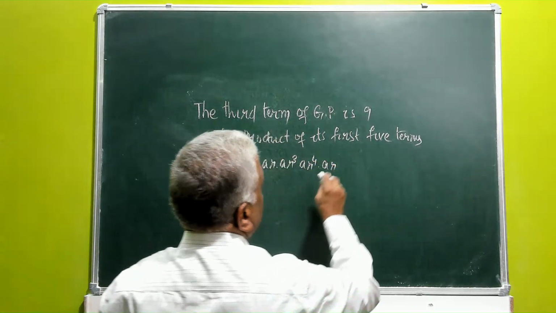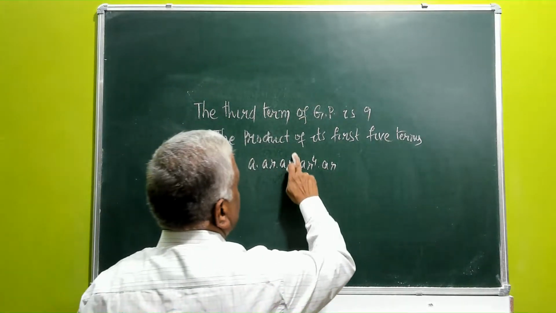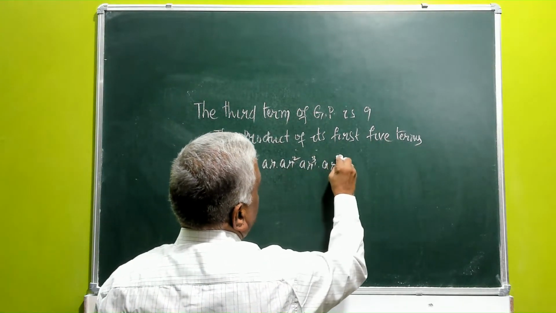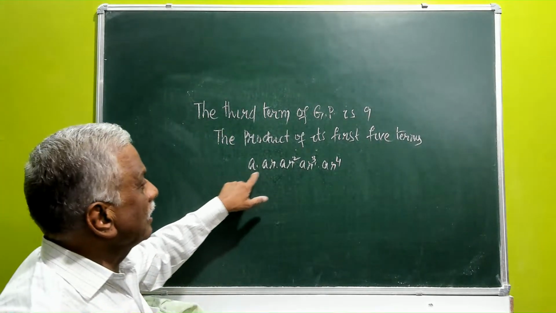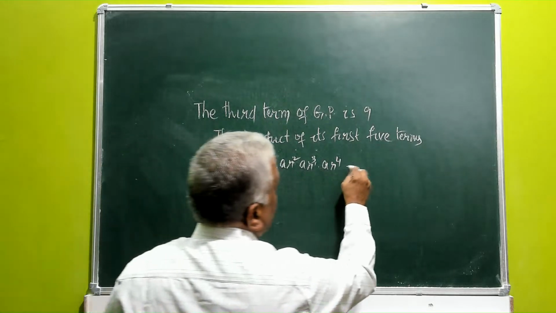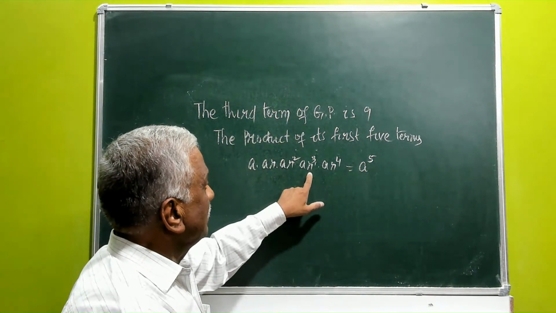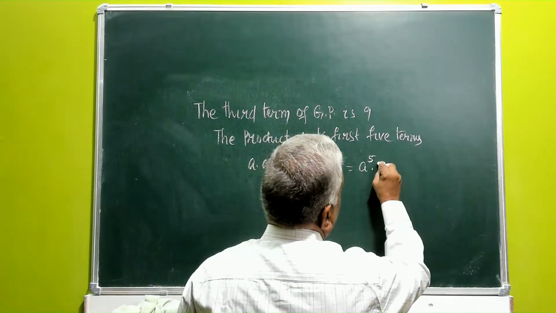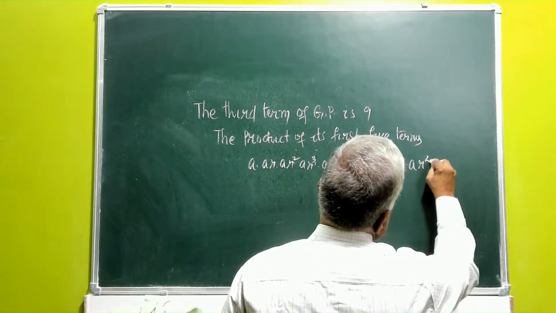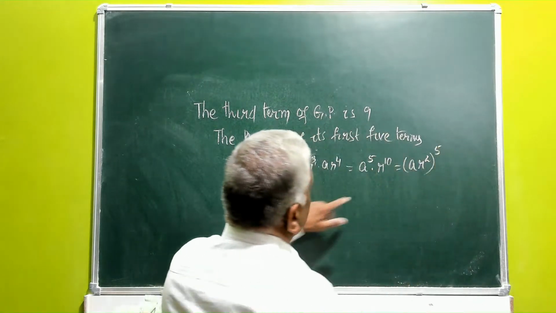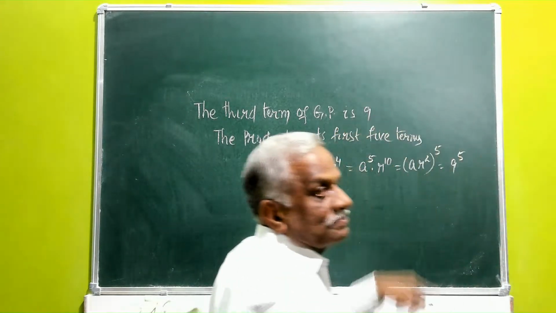The first 5 terms are a, ar, ar square, ar cube, and ar to the power of 4. You have to find the product of the first 5 terms. So if you multiply this, you are getting a to the power of 5, and r to the power of 10, since 1 plus 2 plus 3 plus 4 is 10. That is nothing but (ar square) to the power of 5. But ar square is 9. Therefore, 9 to the power of 5.